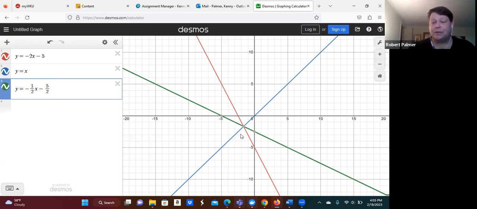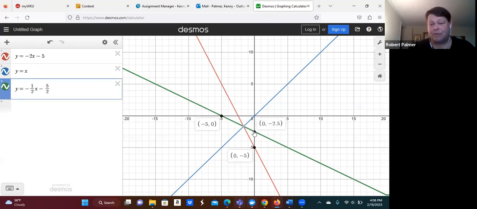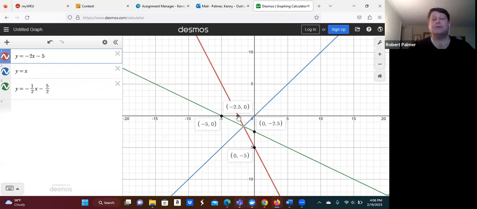Now let's double check that. Let's look at a few points. Back on the red line, let's look at intercepts. Here's one at 0, negative 5. That point should be mirrored here, and it is, negative 5, 0. The intercept for this green line is 0, 2.5. This point here should be negative 2.5, 0, and it is. So that is our inverse function.